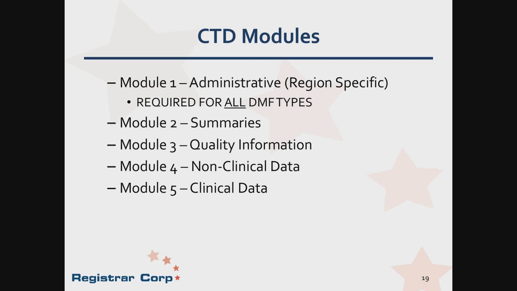Module 4 contains the non-clinical study reports, such as pharmacological, pharmacokinetics, and toxicological evaluations. And Module 5 contains the clinical study reports. This module is not as common for DMFs. All DMFs must have a Module 1, and most DMF types will have documentation in Module 2 and 3. Let's take a look at these modules.